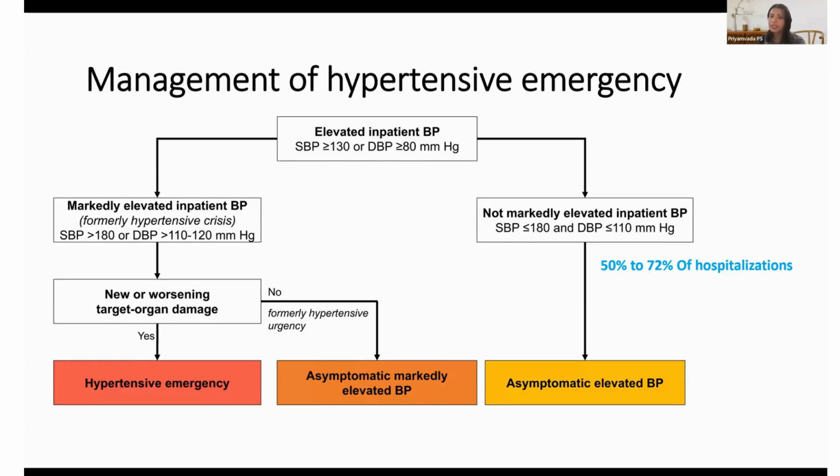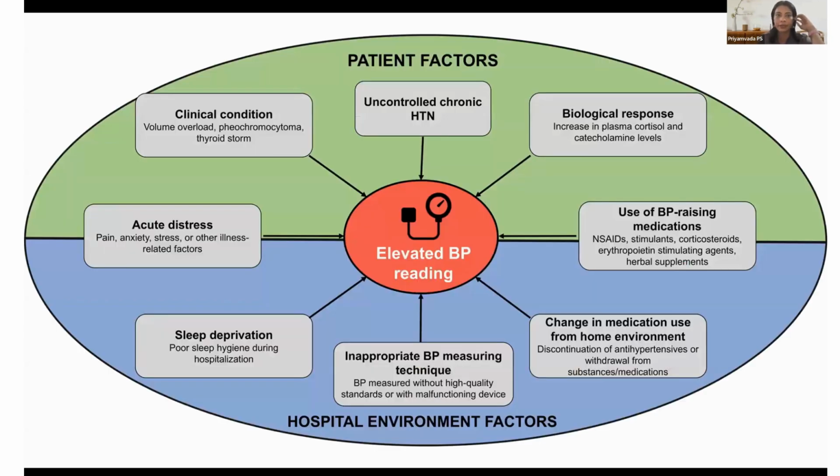Now, if the patient has a systolic blood pressure of less than 180 and a diastolic blood pressure of less than 110, this is simply called asymptomatic elevated blood pressure. And this is a fairly common thing seen in the emergency department. And it doesn't mean that all of them need active treatment.